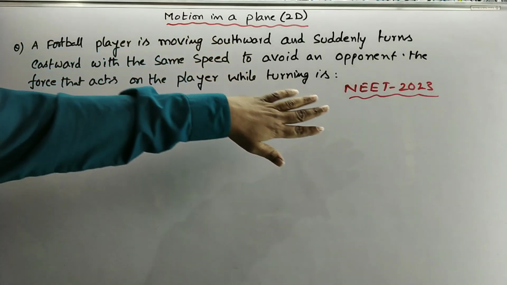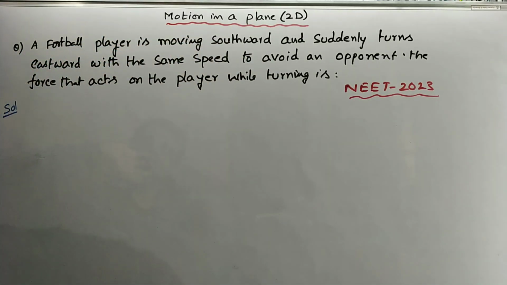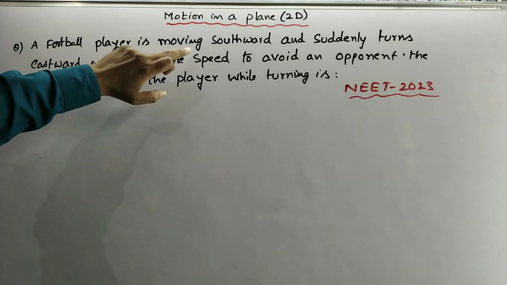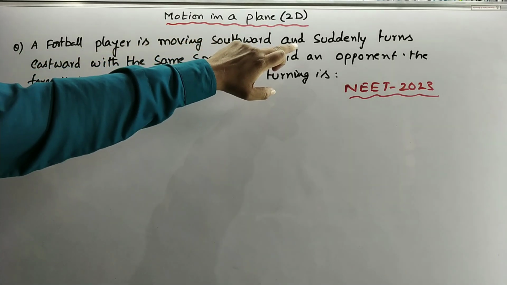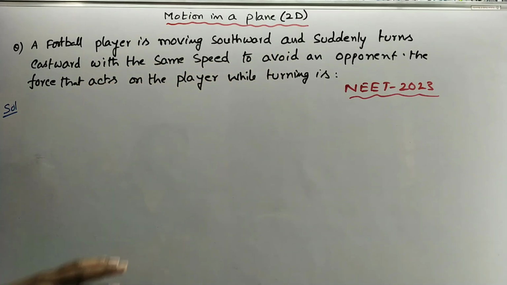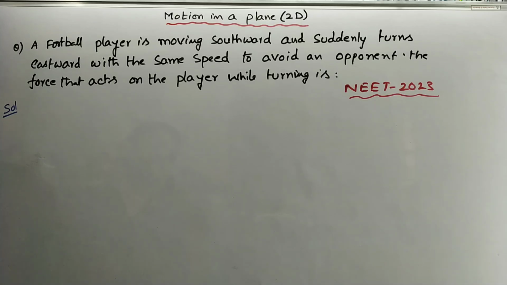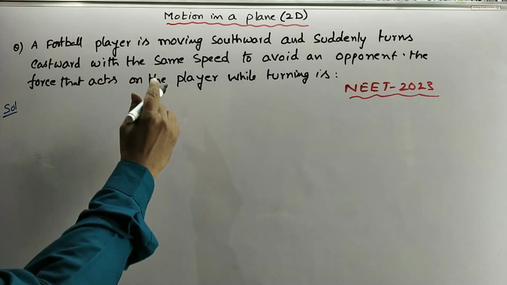The question asked in 2023 in the motion in a plane lesson is: a football player is moving southward and suddenly turns eastward with the same speed to avoid an opponent. The force that acts on the player while turning is? So first, what is given, and based on that, what is asked, we should work out. A football player is moving southward.